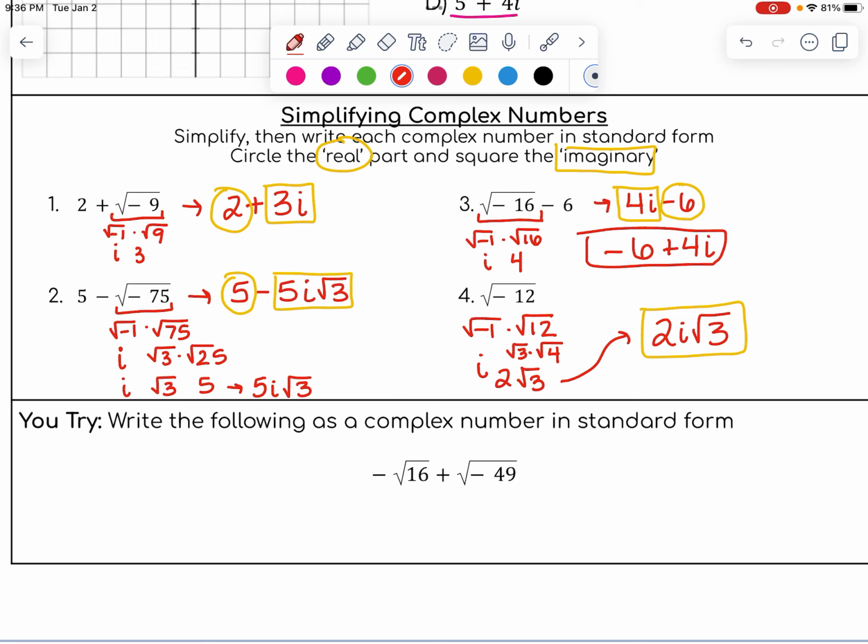For this you try problem, we have 2 radicals, so I need to simplify them both. First, I have the square root of 16. Don't let this fool you. This is the square root of 16, not negative 16. So this is just 4. Bring down that negative, so we get negative 4 plus, now we simplify the square root of negative 49. The square root of negative 1 gets me i. And then the square root of 49 is 7. So the answer there is negative 4 plus 7i.